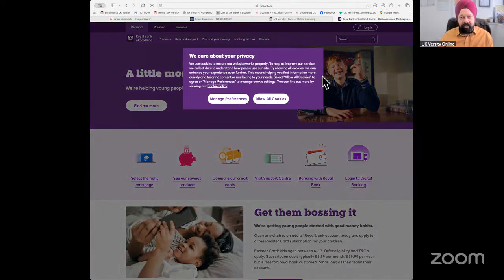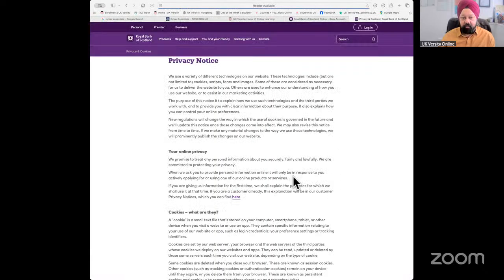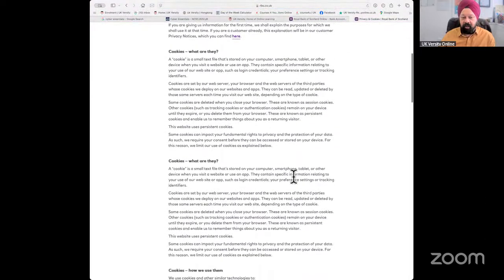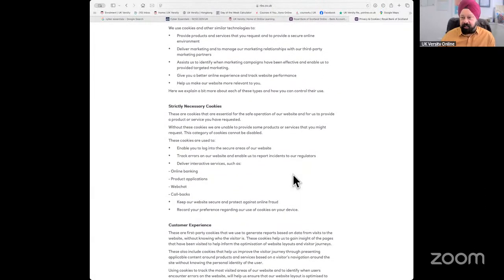So here, this notice has to be served, because this website from, say, Royal Bank of Scotland is going to be actually collecting data, and this data that they are collecting essentially could be used for very different reasons. Now, if you need to read, you can go into the cookie policy and click on it, and it'll show you the details of what data they are collecting, where the data is going to be stored, how this data is going to be used, and for how long this data is going to be kept.